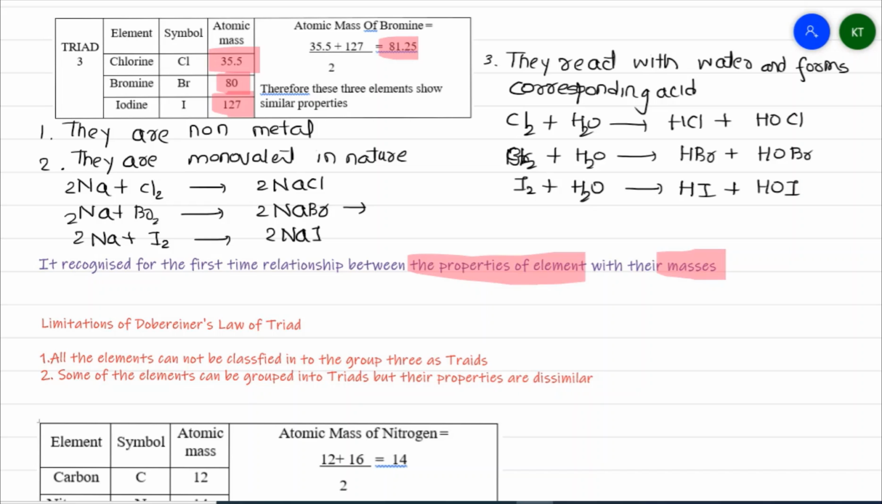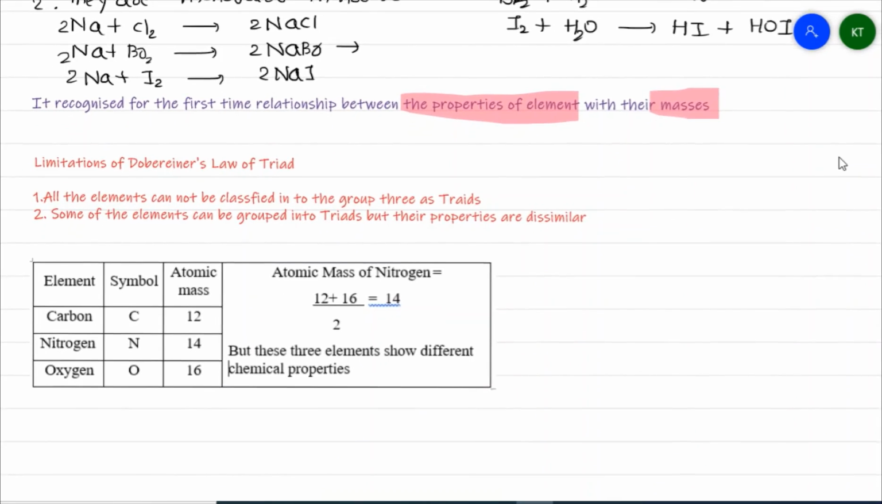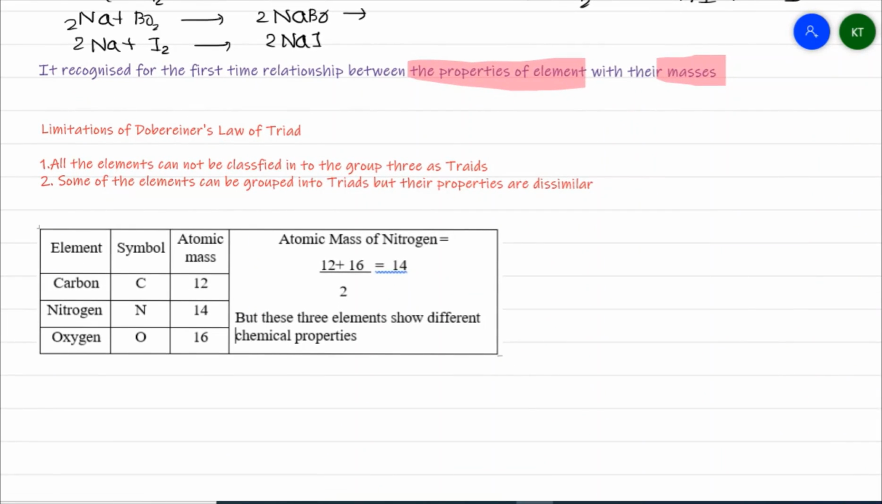Now what limitations does this classification suffer? See, when he proposed the classification, roughly 54 elements were known. We cannot classify all the 53 elements in groups of 3, or triads, we can say. So this was the very first limitation. All the elements cannot be successfully classified into groups of 3.